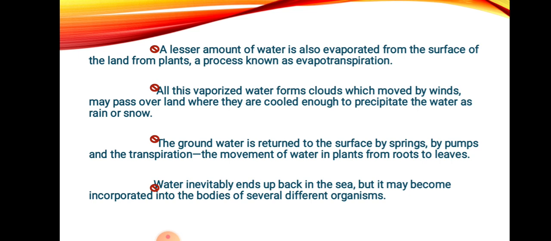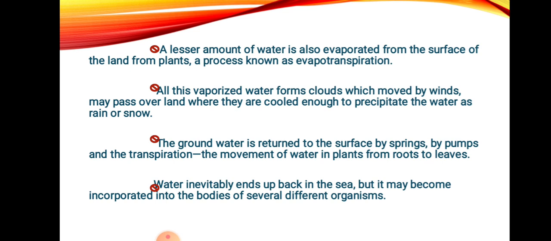The solar heat evaporates water from the ocean, which is the great reservoir of water. A lesser amount of water is also evaporated from the surface of the land and from plants. The plant absorbs water through the roots, and the water reaches the topmost portion of the plant. From the leaves or stems, the water gets evaporated and reaches the sky. This particular process is known as evapotranspiration.